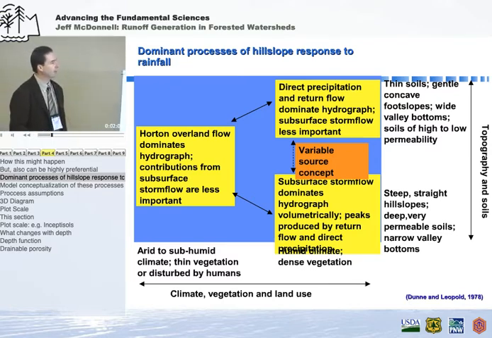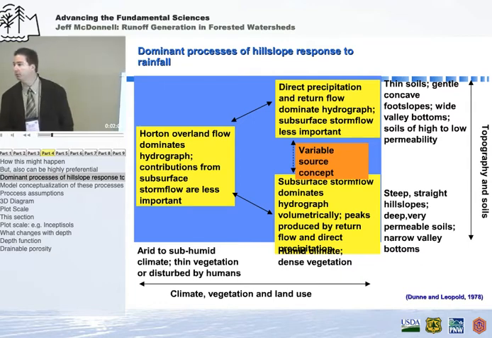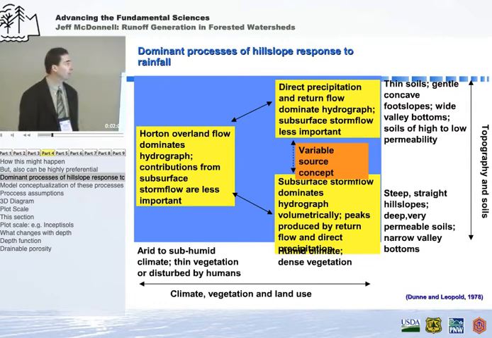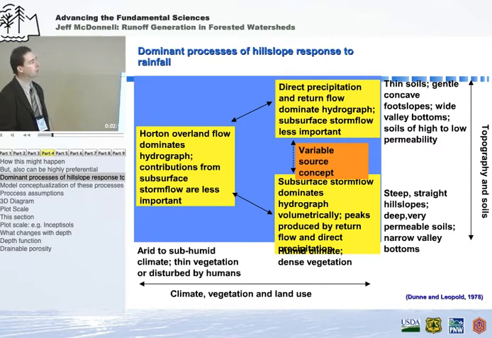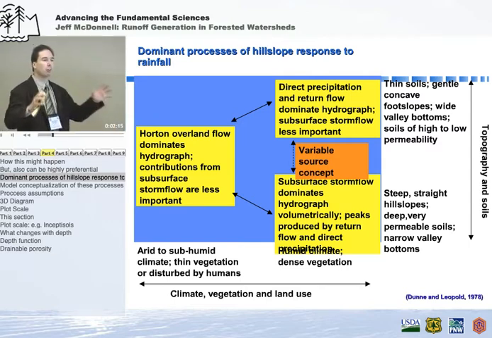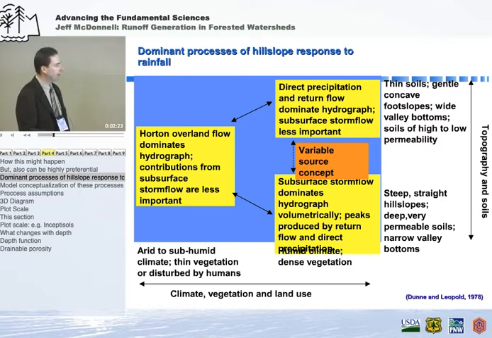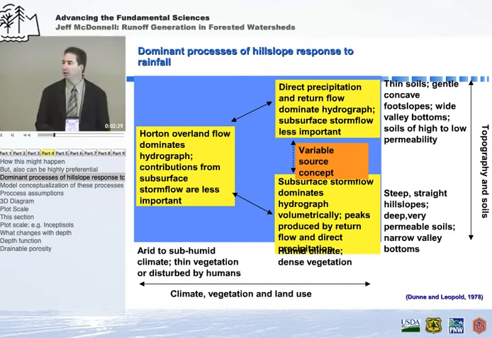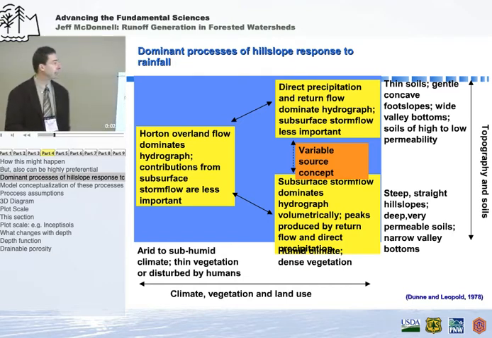This is a slide in the Dunn and Leopold text, Water and Environmental Planning. And this, I think, is still really a good way to kind of think about this in a gross conceptual way. If we look at this axis, this is kind of your climate, vegetation, and land use that you might have. And in these arid, kind of subhumid climates, disturbed areas, these are the zones where infiltration excess is dominating the storm hydrograph.